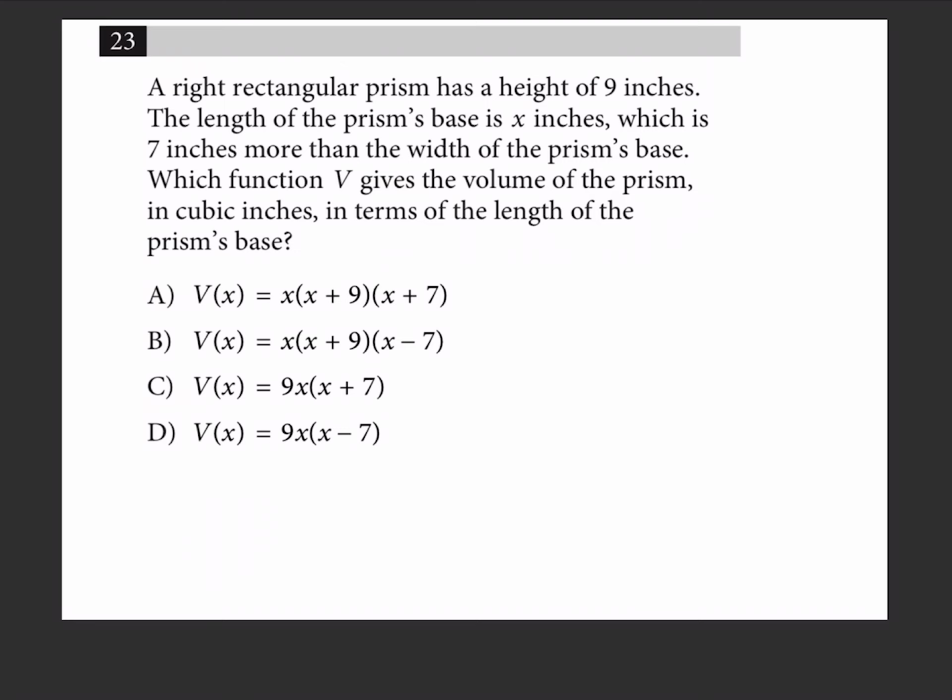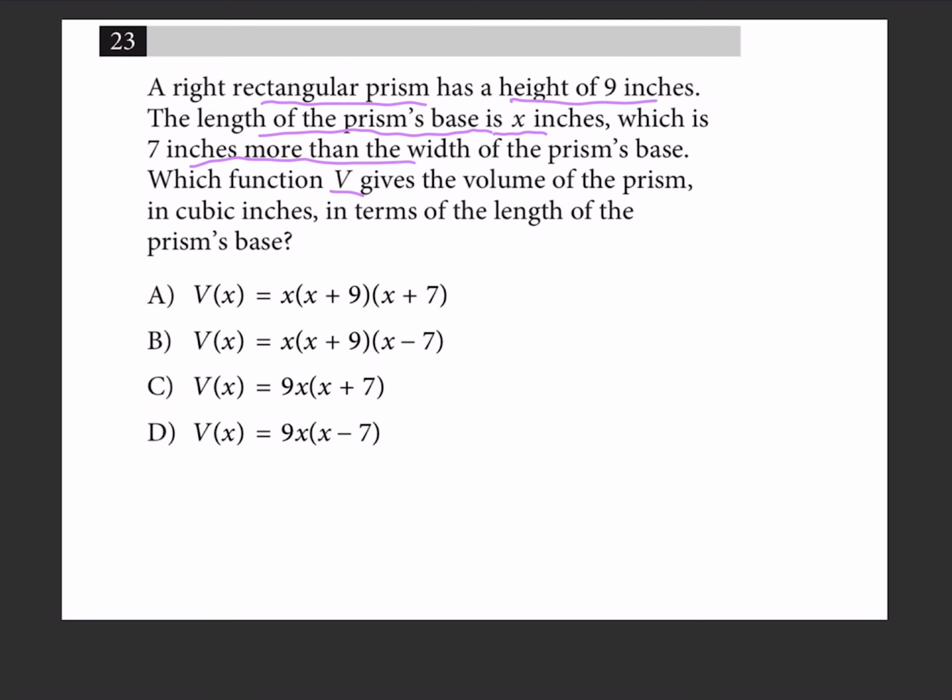So now for number 23, there's a right rectangular prism. It gives me the height, and then it gives me the length, now it's giving me a variable, x inches, which is 7 inches more than the width. Okay, so we've got some algebra going on here with the length, width, and the height, and then they're asking about volume. So see how you do on this one, and then check out what I got.